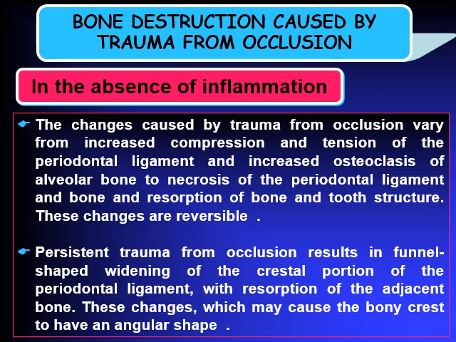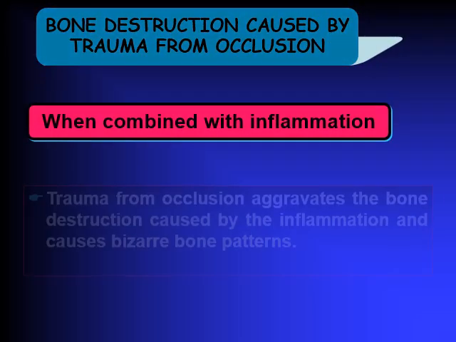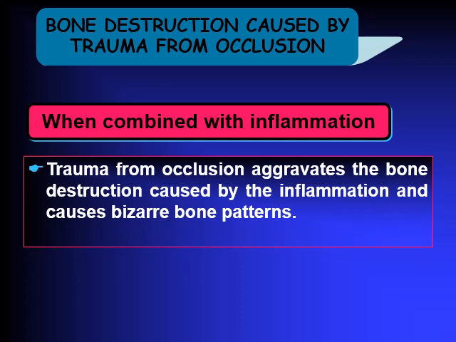But persistent trauma from occlusion results in funnel-shaped widening of the crestal portion of the periodontal ligament with resorption of the adjacent bone. These changes may cause the bony crest to have an angular shape, as you studied before. Also, bone destruction caused by trauma from occlusion combined with inflammation aggravates the bone destruction caused by the inflammation and causes bizarre bone patterns.